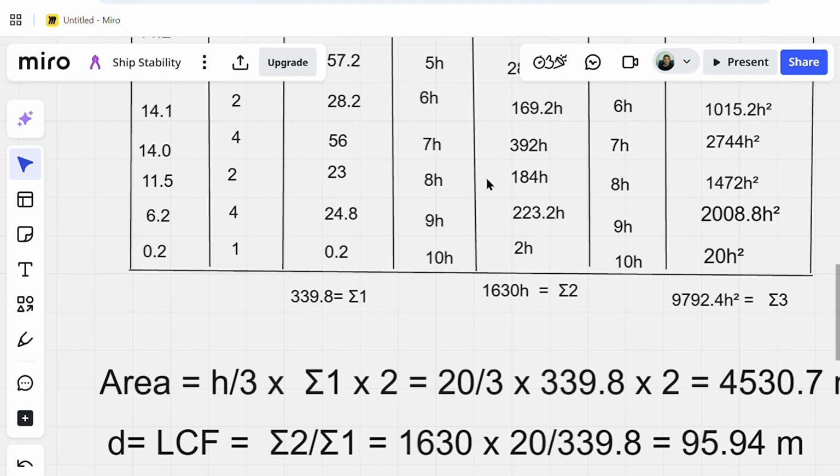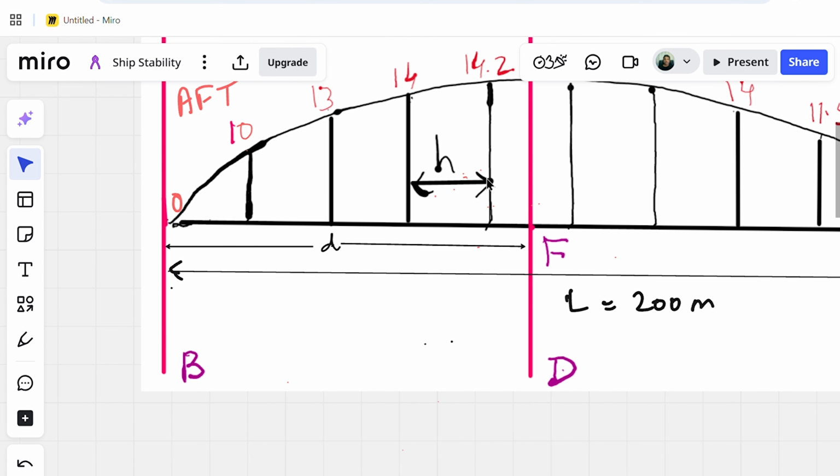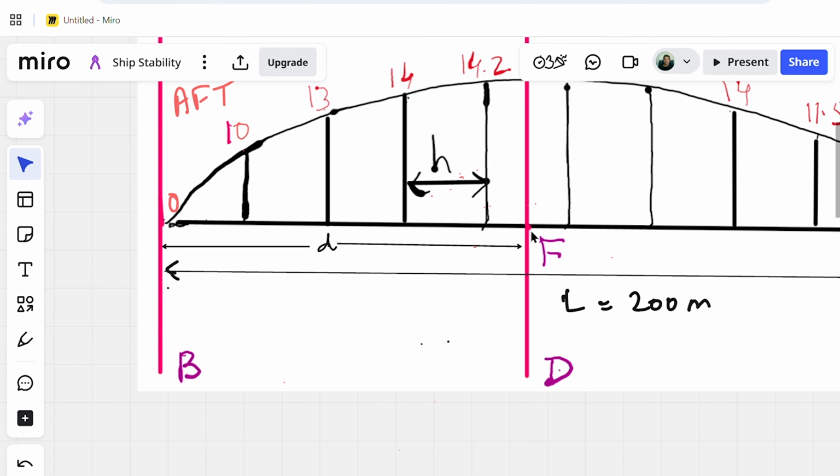This is the LCF, meaning the distance of the center of flotation. F is the center of flotation, measured from the perpendicular.